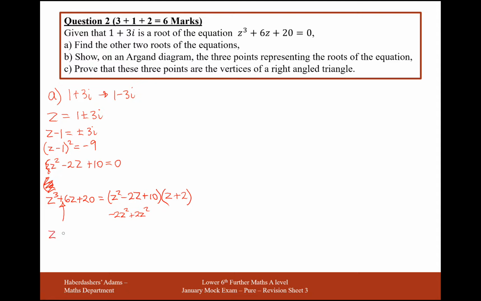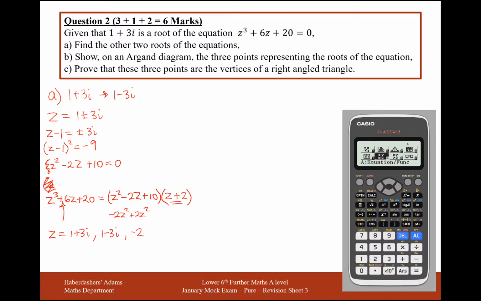So therefore my three roots must be 1 plus 3i, which was given to us, 1 minus 3i, which was the next one I found, and then from this expression here, z must also equal minus 2. Okay, so those are the three roots of this polynomial. You can also check that on your calculator.